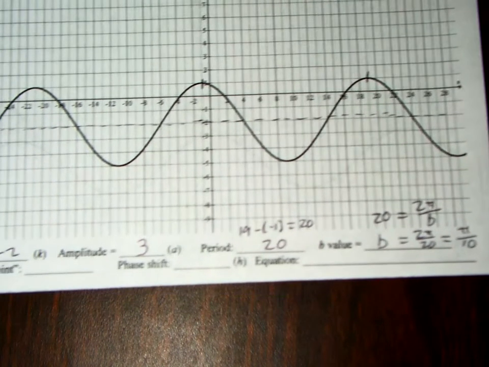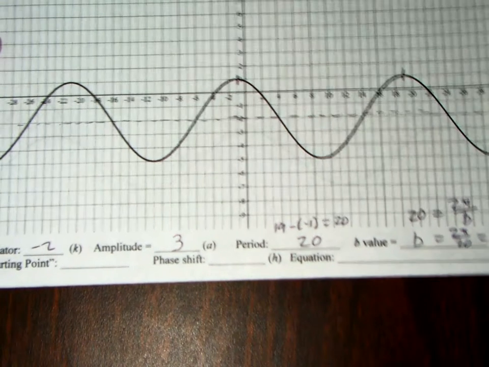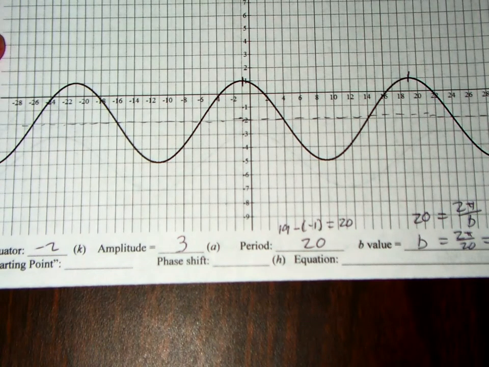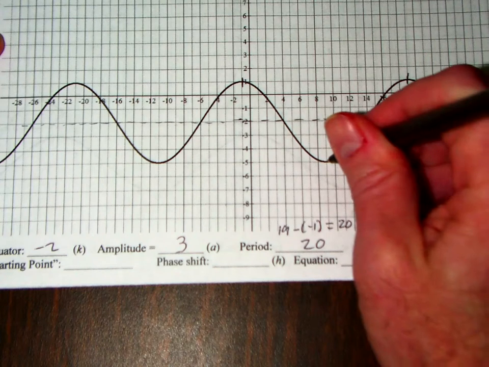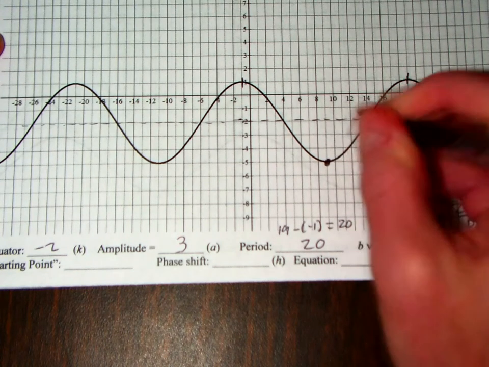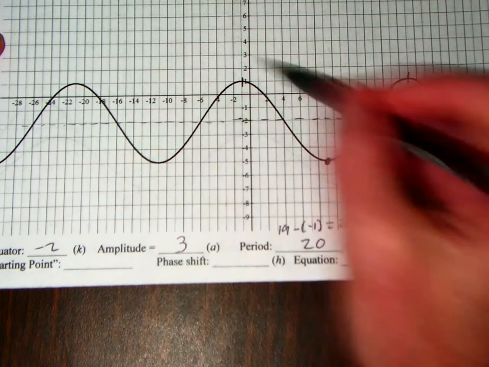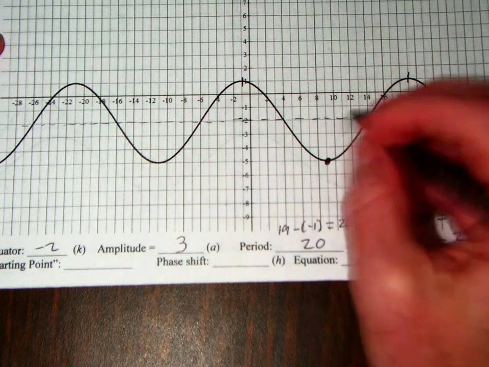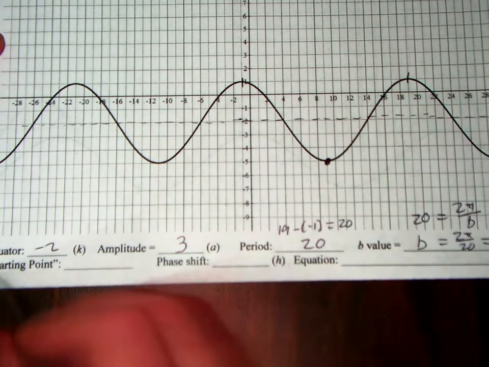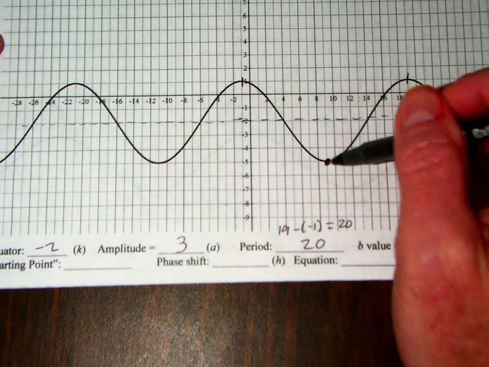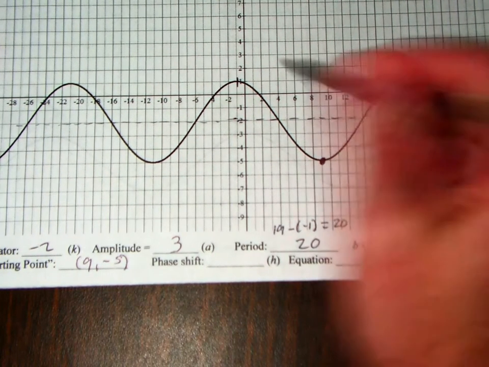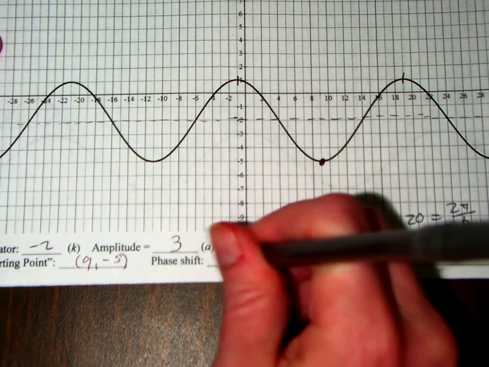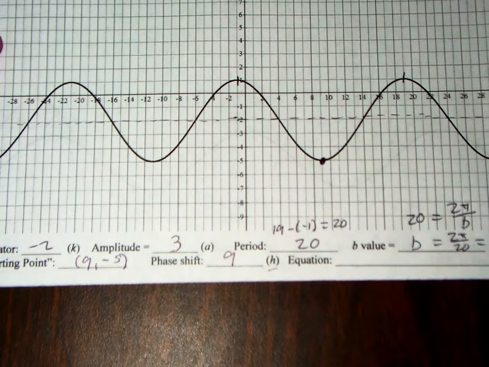Okay? Now it's time to choose our starting point. I'm going to choose this time, what do I want to choose? I'm going to choose this point right here, because I want to make sure you guys see how it's a reflection. If you're starting at another point, I'll explain some of those points in just a second, but I'm going to use this point right here. So that point is 9, -5. So that means my phase shift is whatever that x value is. So it's 9, and that's my h value.